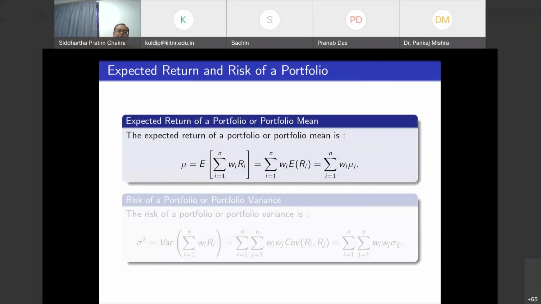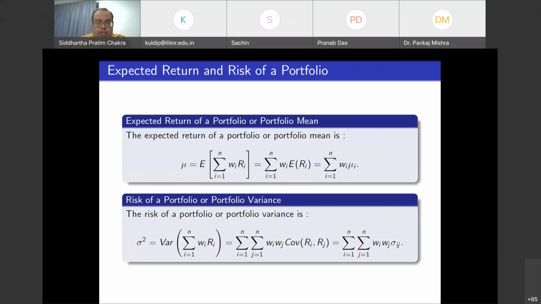Okay, so now we have this quantity, this expected return. So next we talk about the risk of a portfolio, or the portfolio variance. So that means it's time for me to talk about the risk in terms of the whole portfolio.